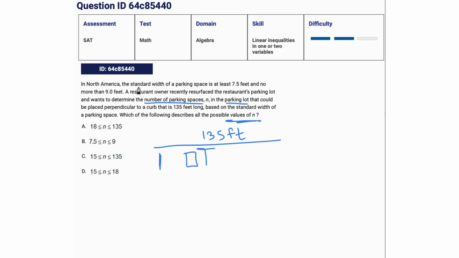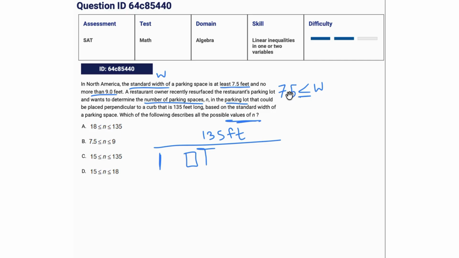The standard width of a parking space is at least 7.5 feet and no more than 9 feet. Let's say the width is W, and if we write a small equation here, W is at least 7.5 feet. That means it can be more, but it should be a minimum of 7.5 feet.